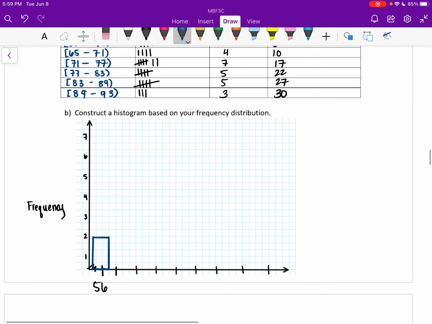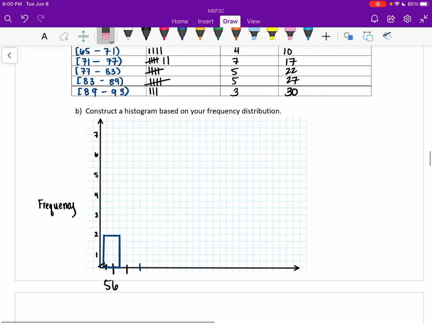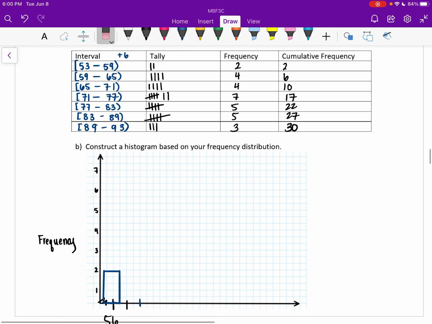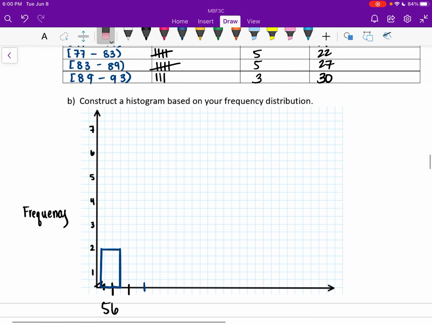Now I'm going to go to my second interval, which goes from here to here. I'm just going to get rid of this. So I'm going up by 3 again. Let's measure that out. It's going to go 59 to 65, and there are 4 of them. So I'm going to go all the way up to 4. Draw a line all the way up to 4, and just join this with the graph. So I just like to go ahead and draw it in.